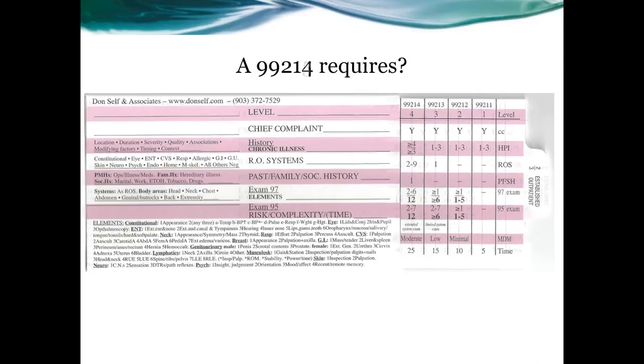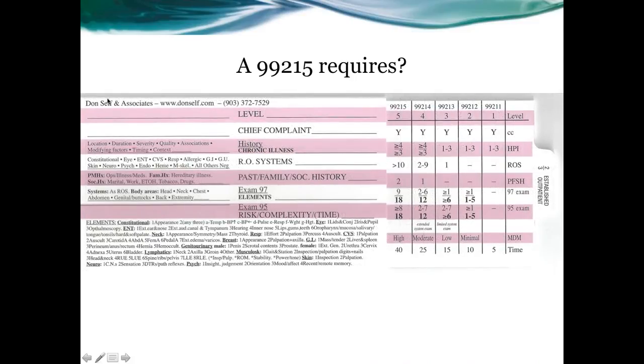Medical decision making. Now, 99215, again, it's just basically a complicated level 4. We have 10 or greater. We're looking at 2 for past family social history, 9 body areas, or 8 if you're using exam 95, and a high medical decision making under the complexity. So it's really the slide rule slides in and out depending upon which level that you're looking for.